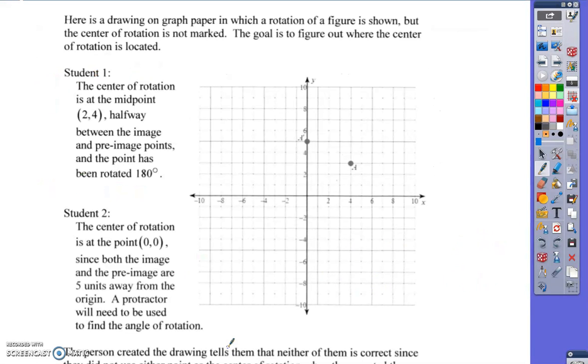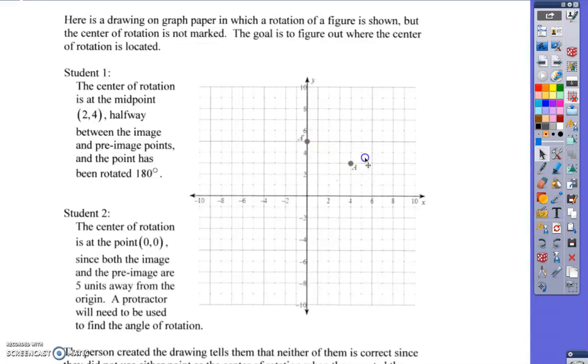We're going to start with 7.1 notes today. It looks like I've cut off the bottom part of this paper, so we'll move it up in just a second. Here's a drawing on graph paper in which a rotation of a figure is shown. So we've got figure A was rotated to create figure A1. So it was not translated up and left. It was not reflected across the line. It was rotated. And our goal is to figure out where the center of rotation is located.